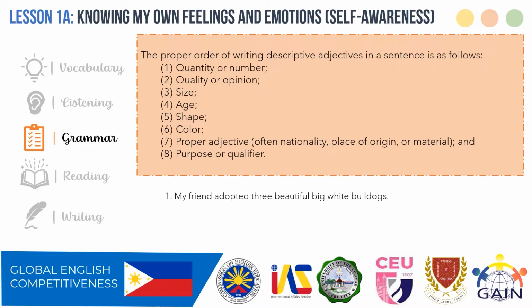Another example. She was wearing an amazing red coat. The word coat has 2 descriptive adjectives: amazing, which is the quality or opinion, and red for color. And for our last example, it was made of a strange green metallic material. Here, the word material has 3 descriptive adjectives: strange for the quality or opinion, green for the color, and metallic for the proper adjective, specifically the type of material it is made of.